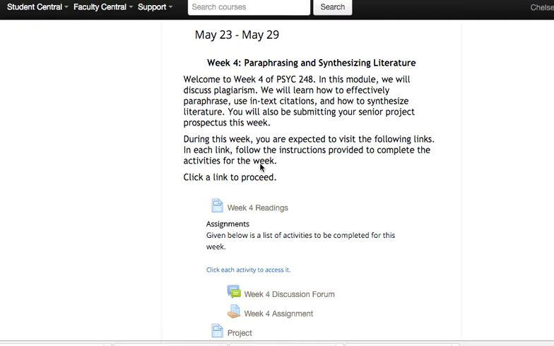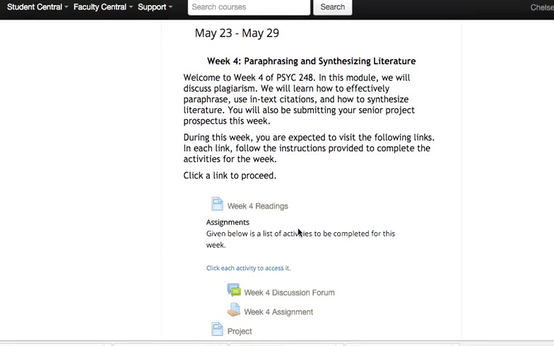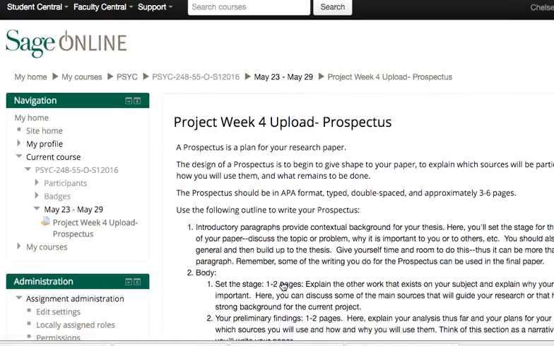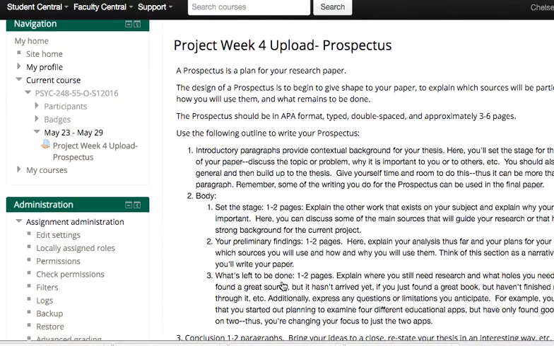I first want to bring your attention to our goals for this week. At the end of this week, you'll be submitting your prospectus. And this prospectus, let's just take a look at it now, should be approximately 3 to 6 pages, and it's going to detail what your project will be about, what research you've done to this point, and what you've discovered, as well as what you have left to do.